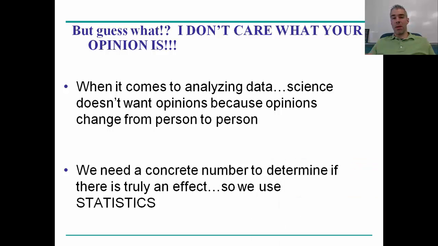Okay, because these opinions that you have change from person to person. How can you say, oh, that one I think works better? You could rationalize it by saying, oh, there's less variance or there's less spread in the data, but you wouldn't actually have a concrete number to say, yes, this looks good. So what we need to do in science is actually come up with that concrete number. And the way we do that is we do statistics.